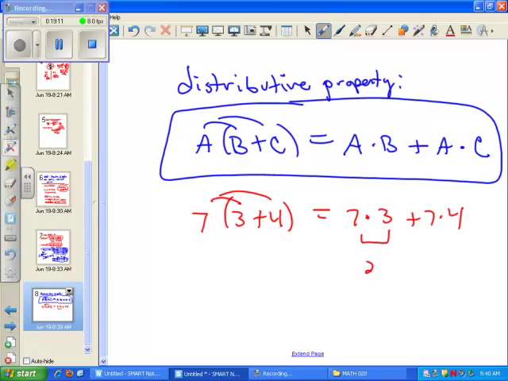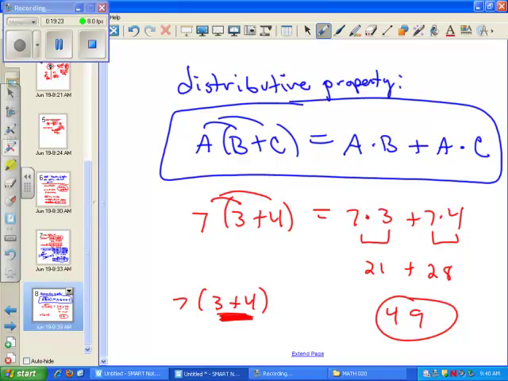If we do that, we'll get 21 plus 28, which is 49. And you say, well, how do you know that that's true? Well, what if you didn't use the distributive property? What if you just did these two numbers and added them? 3 plus 4 is 7, and 7 times 7 is 49. So whether you use the distributive property or not, you're still going to arrive at 49. That's kind of what that says. If you add these two together first and then multiply by 7, you still arrive at 49, or if you use the distributive property.